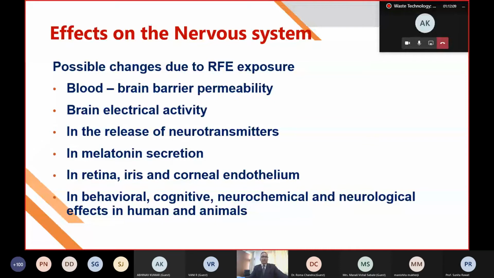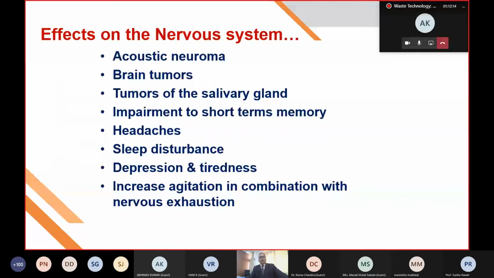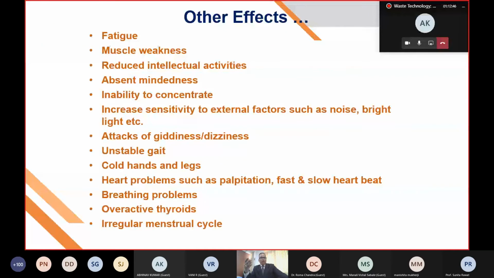So, neurochemical and neurological effects in humans and animals: acoustic neuroma, brain tumor, tumor of the salivary gland, these are all evidenced. Means these are listed on the basis of the works people have done. Impairment of short-term memory, headaches, sleep disturbance, depression and tiredness, agitation in combination with nervous exhaustion. These are all listed diseases or physiological disturbances. Unstable gait means sometimes you may have disturbed coordination in your walk.